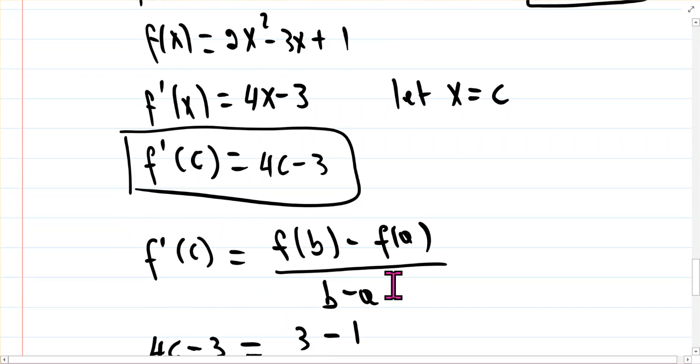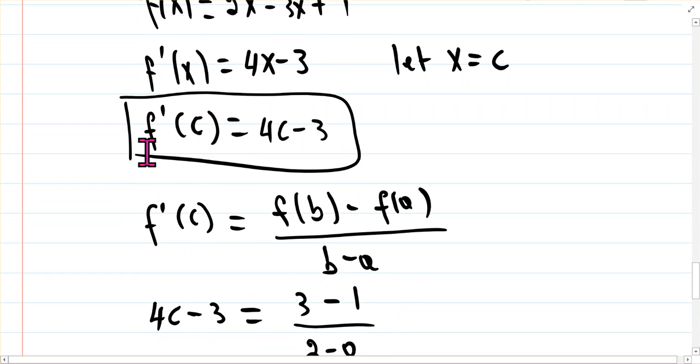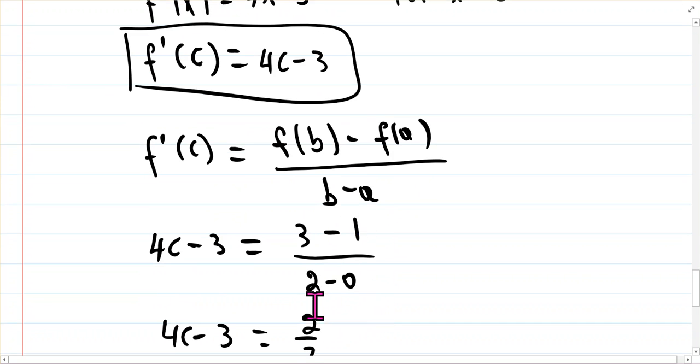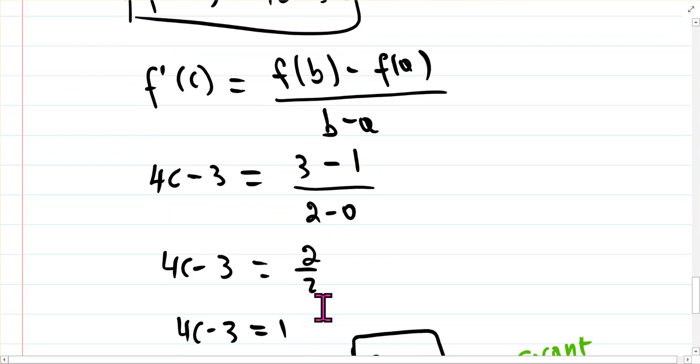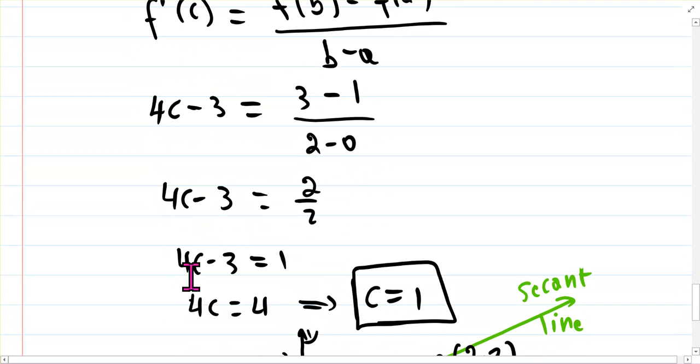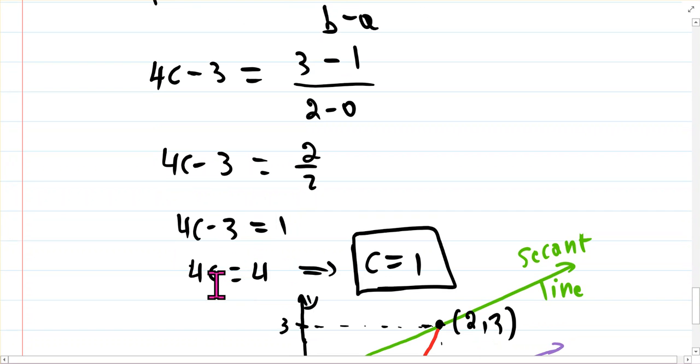So this is the mean value theorem equation. On the left side, f prime of c is 2c minus 3. And we got f of b to be 3, and f of a to be 1. And b minus a means 2 minus 0. When we do this calculation, we get 2 over 2, which is 1. So we end up with 2c minus 3 equals 1. And then from this equation, we're going to solve for c.